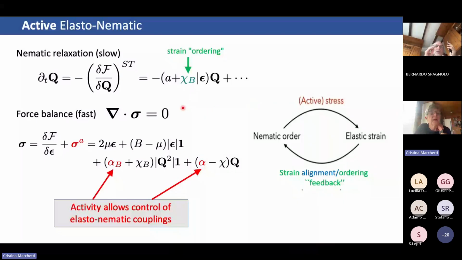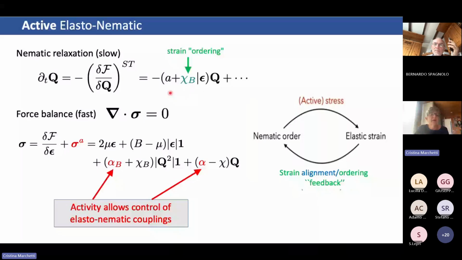Now, when I introduce activity, what I'm interested in again is the relaxation. The relaxation of the nematic will be controlled by gradients of the free energy. And the relaxation of the strain, or the elastic deformation, I will assume is just controlled by force balance. This is equivalent to saying that stresses relax very quickly while the nematic relaxation follows more slowly, because I'm neglecting time dependence in the elasticity equation.